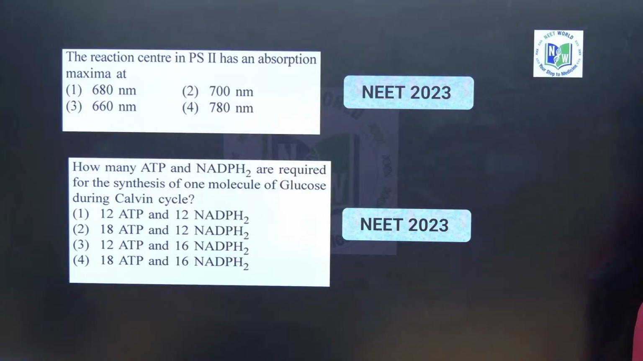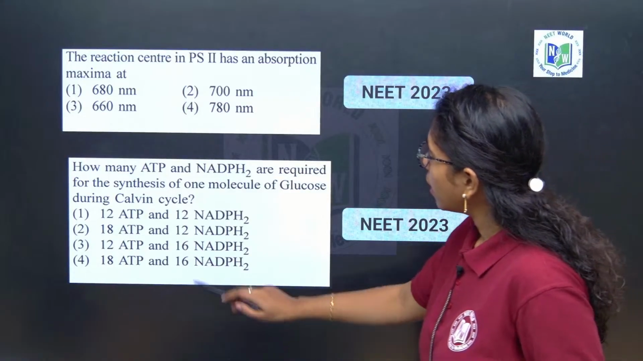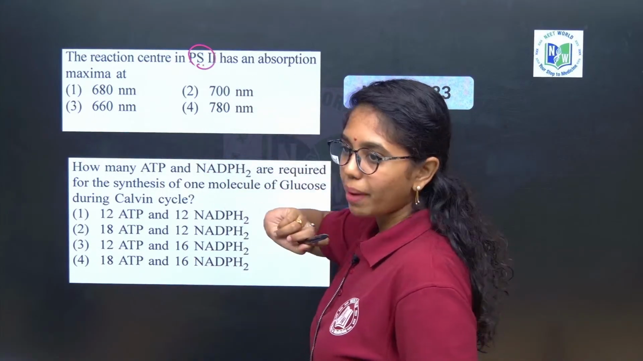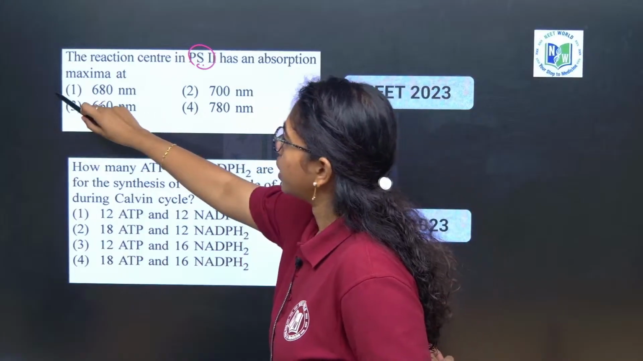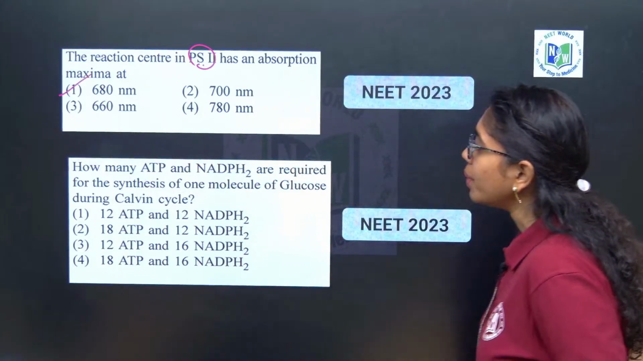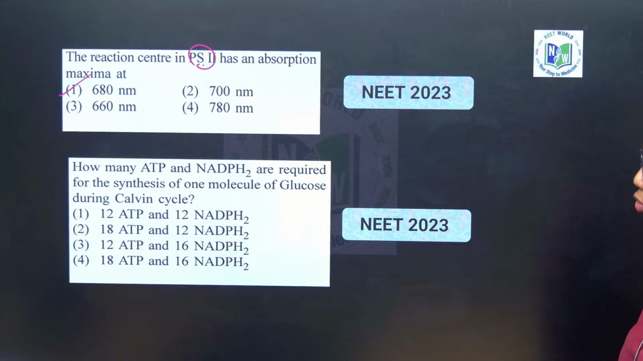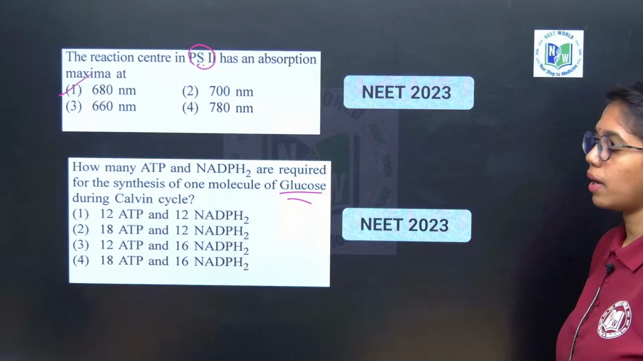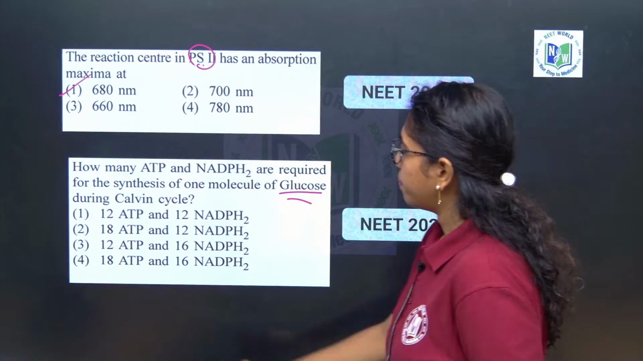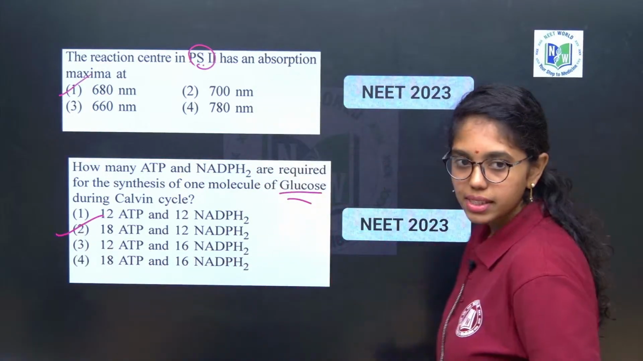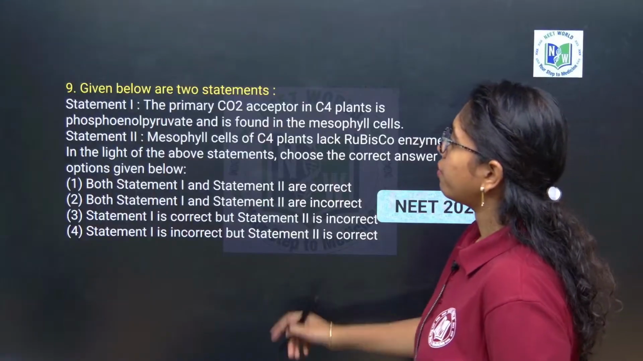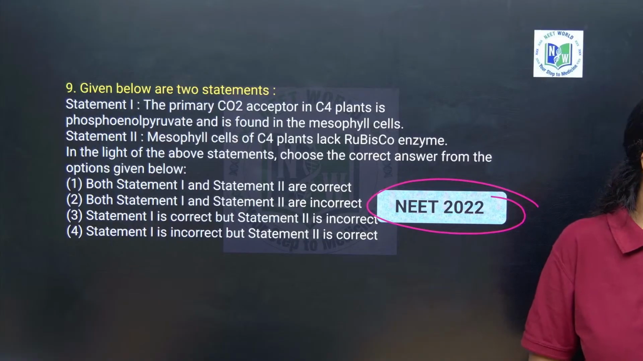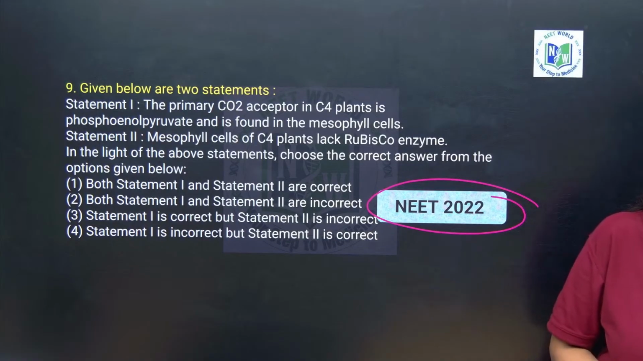2023. The reaction center in photosystem 2 has an absorption maxima at 680 nanometer. Very good. Next. How many ATP and NADPH2 are required for synthesis of one glucose molecule during the Calvin cycle? As simple as it is. Next. Finally, a statement based question from 2022. Online students, you also answer.